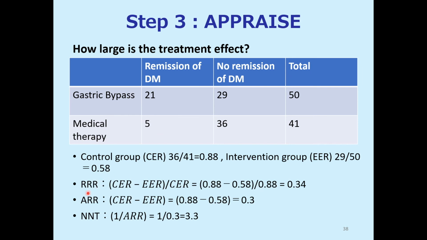Then we'll try to calculate the relative risk reduction. So relative risk reduction can be obtained by CER minus EER divided by CER. So after the calculation you get the number of 0.34, and the absolute risk reduction can be obtained by CER minus EER, that is 0.3 in this case, and the number needed to treat can be calculated by this equation, so it is 3.3.